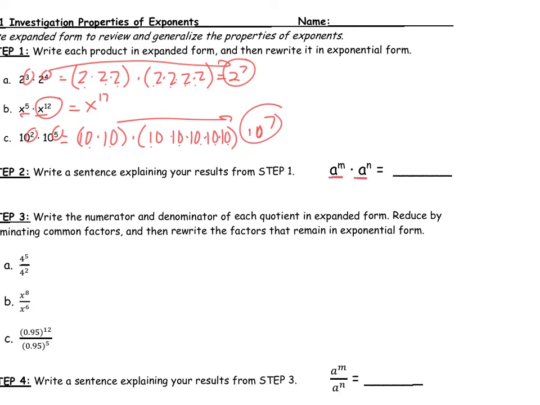So what does that look like? These have the same base, a. And when we multiply, we add these exponents. So that's going to be a to the m plus n power.